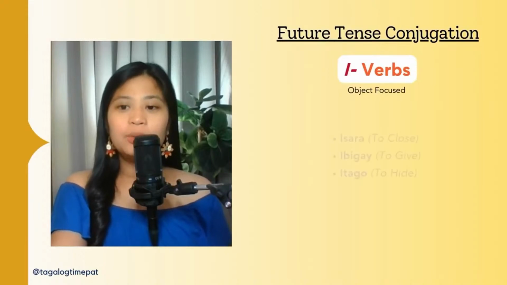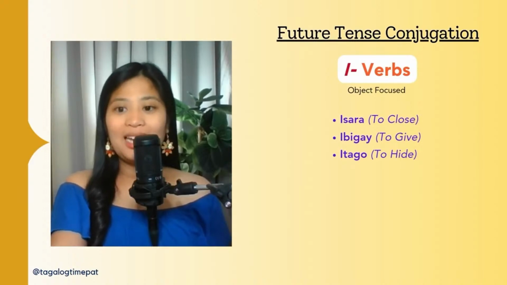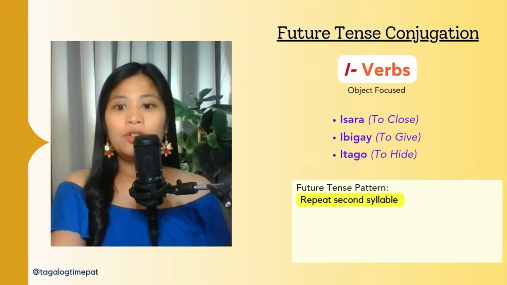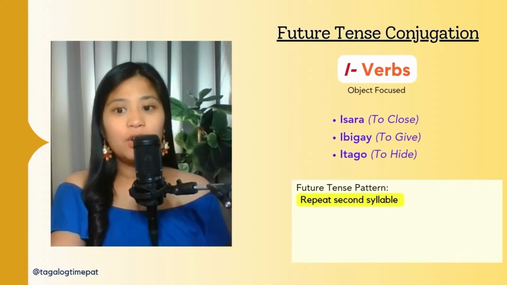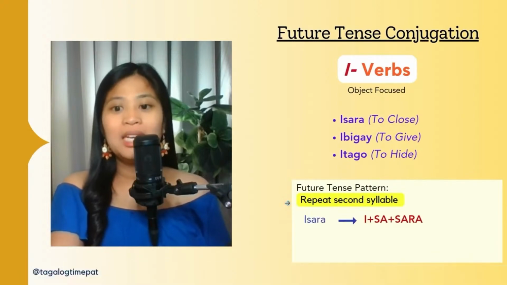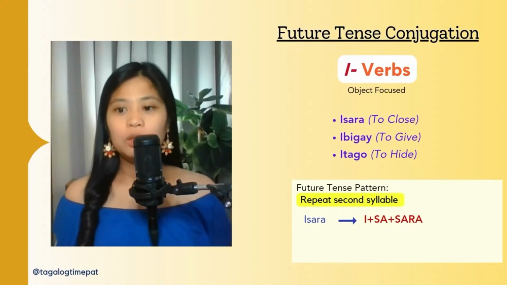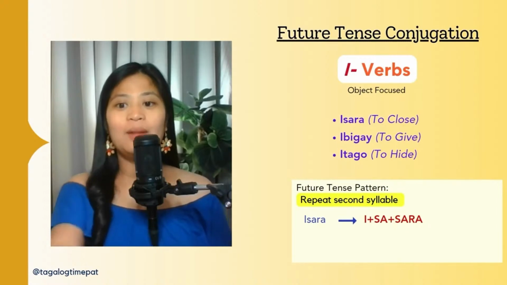Lastly, e-verbs. Some examples are isara, to close, ibigay, to give, itago, to hide. Now, for the future tense conjugation of e-verbs, you would just repeat the second syllable. Isara, to close, becomes isasara. Isasara ko yung pinto. I will close the door. Isasara. You just repeat the second syllable.